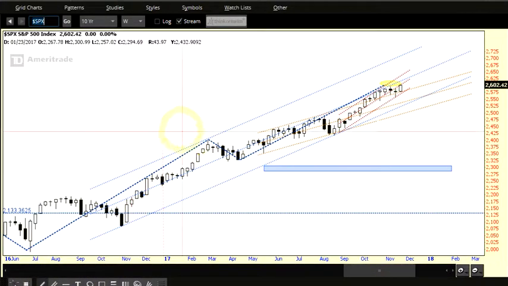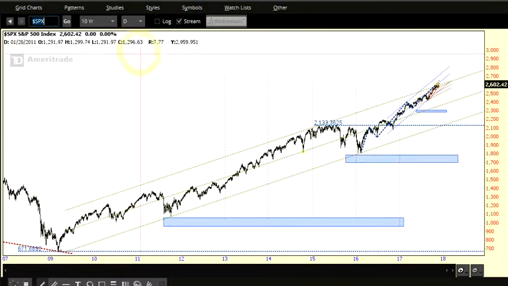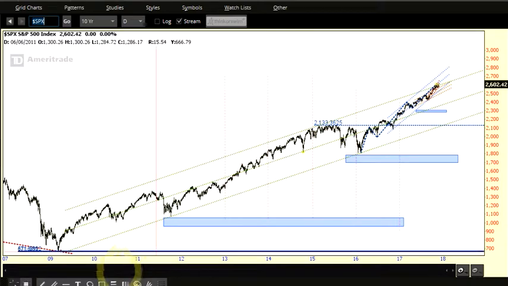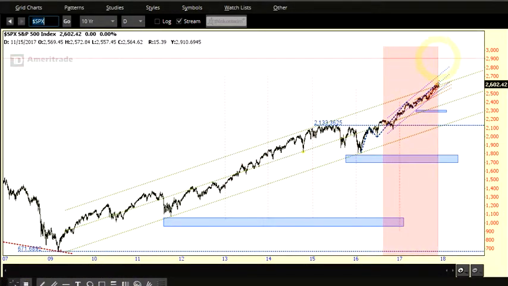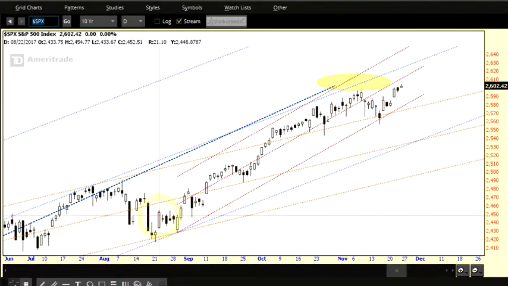We could measure these. In fact, let's just do that. This one right here. Let's get on a daily chart and measure some of these. Whoops. Let me zoom in first. It won't let me zoom in with that tool on. So what we're going to do is zoom in on these, and I'm going to measure them.